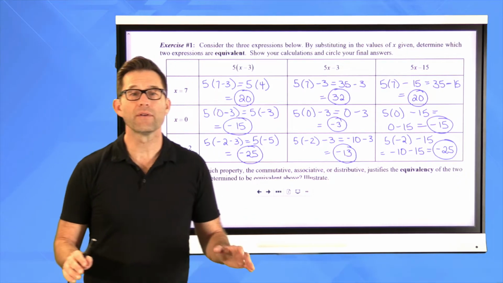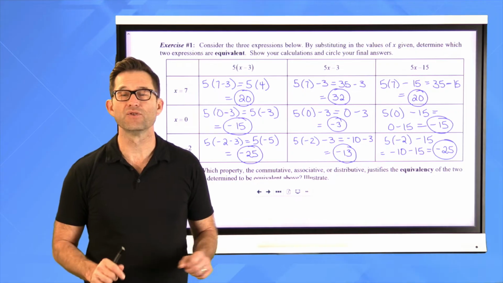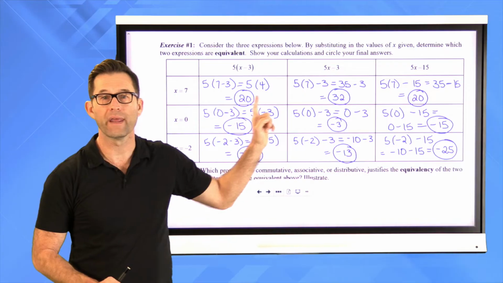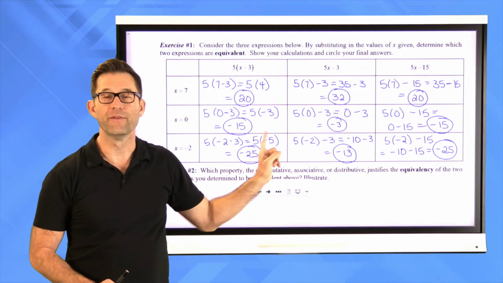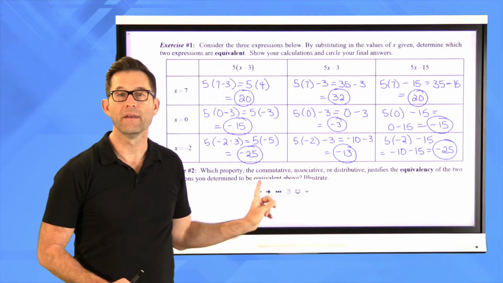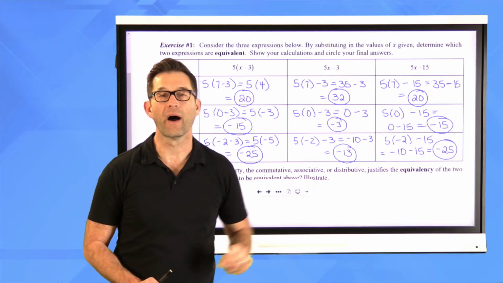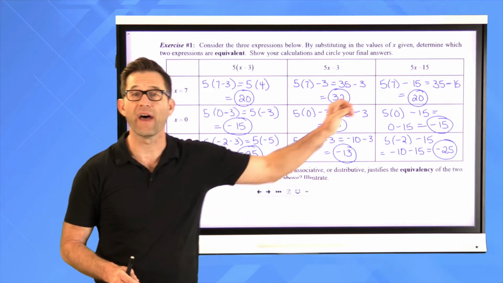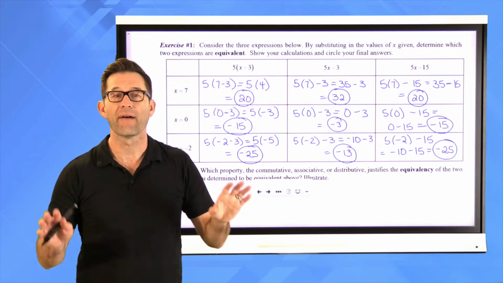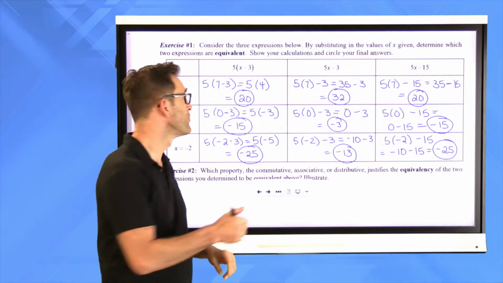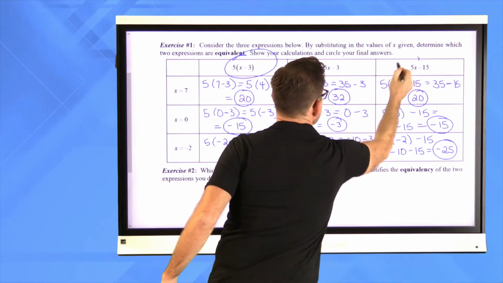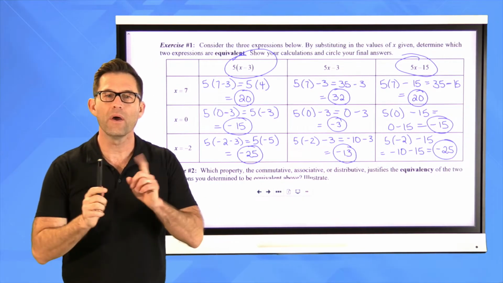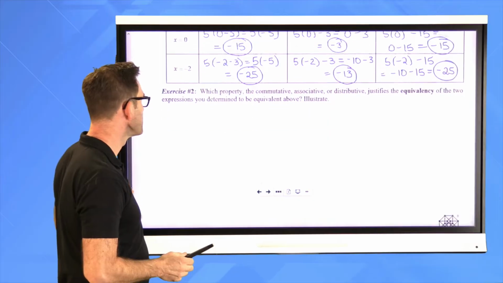All right, so we have now developed a lot of great evidence that suggests that the first expression and the last expression are equivalent, right? 20 and 20, negative 15, negative 15, negative 25, and negative 25, right? So what we can tell from this is, at least for those three values of x, those two expressions have the same value. So in all likelihood, this expression and this expression are equivalent. And now let's talk about how we know that they're equivalent in exercise number 2.